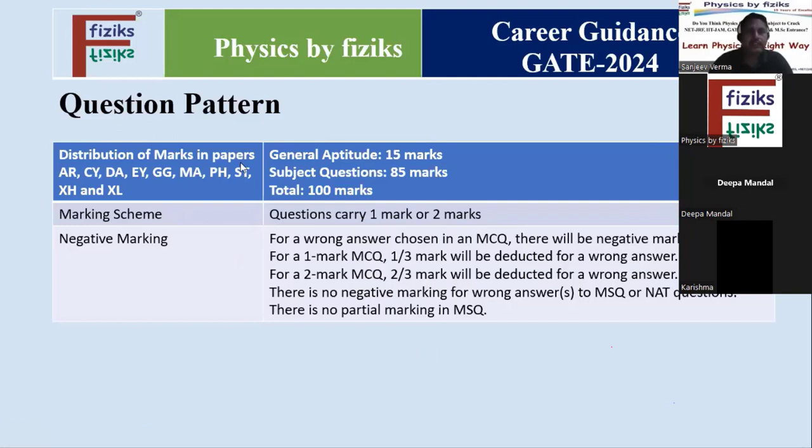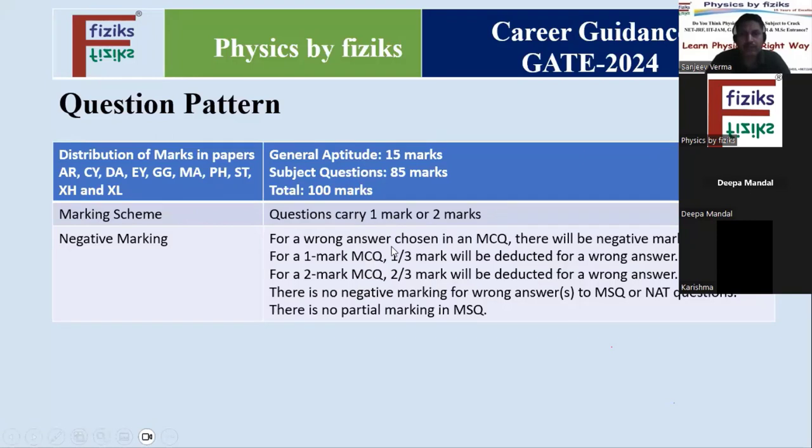Basically, this is the subject code, PH. So what will the marking scheme be? General aptitude questions will be for 15 marks and subject questions will be for 85 marks. So in total, 100 marks. Questions carry 1 mark or 2 marks. Negative marking is there, but only in MCQs.